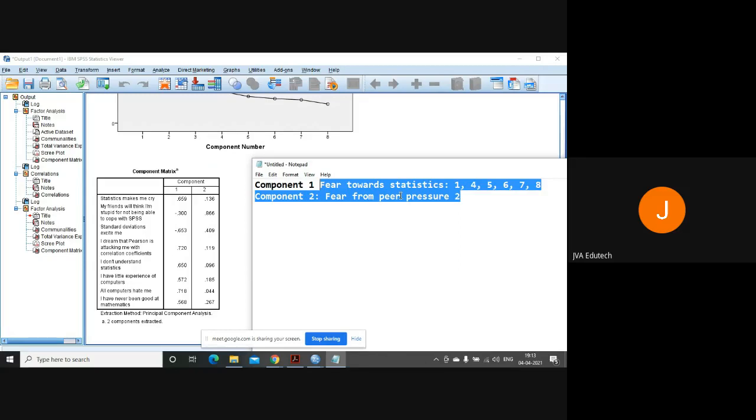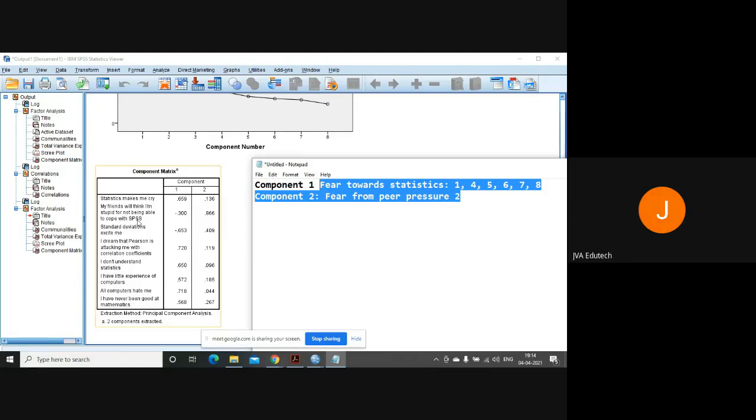Items 1, 4, 5, 6, 7, and 8 are converging to component 1, which we have named fear towards statistics. Item 2 is converging towards component 2, which we have named fear from peer pressure. If you want to name it, this seems more logical: that my friends will think I'm stupid for not being able to cope with SPSS. So finally we have got our items divided into two components. Are you able to get this?